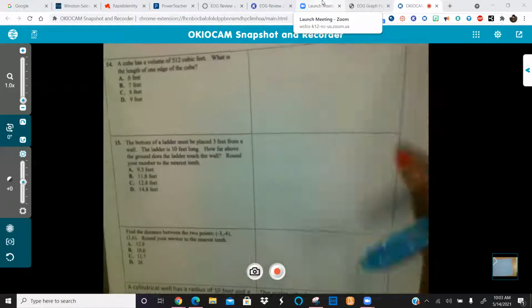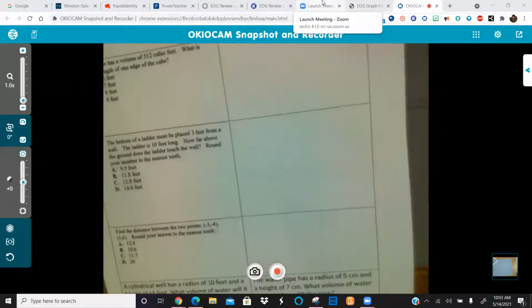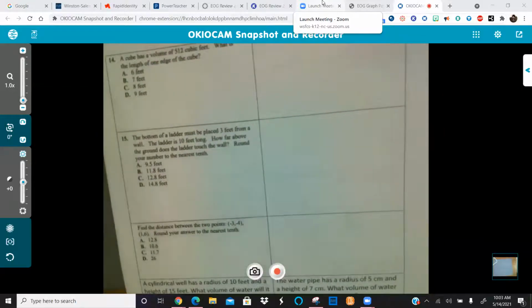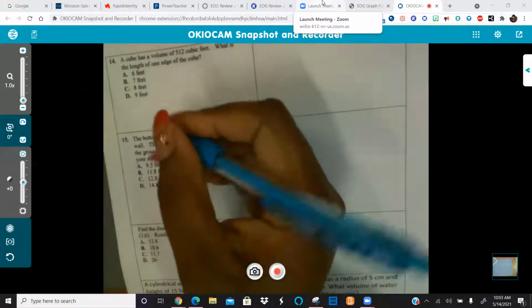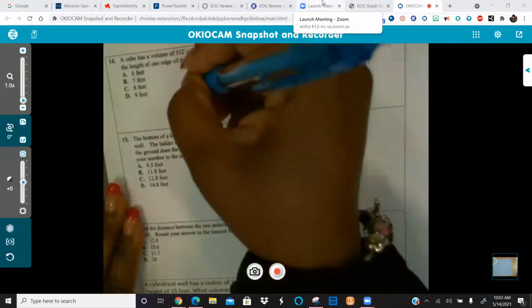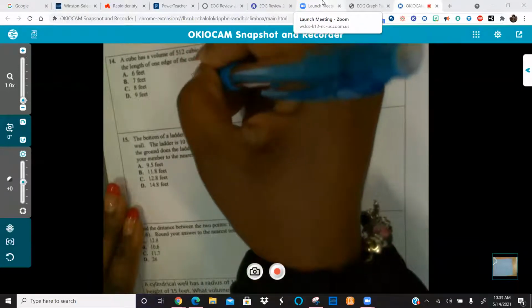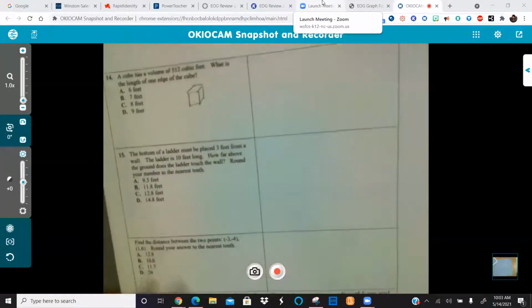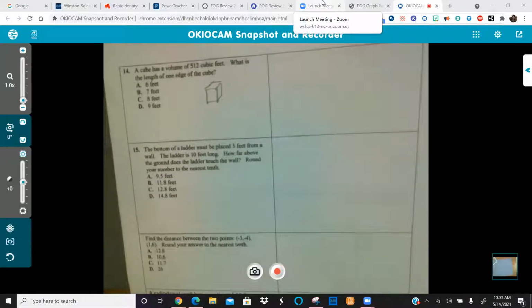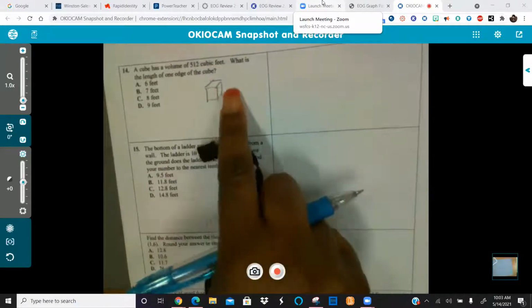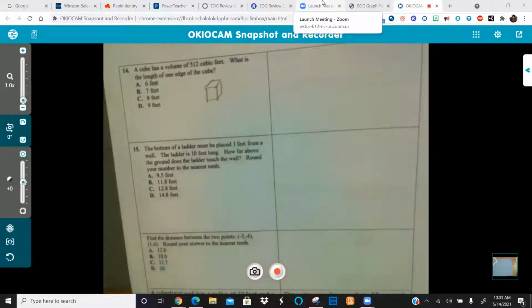All right, number 14, which really is not number 14, but you know. It says a cube, so remember what a cube looks like. It means all the sides. If you don't know how to draw a cube, it's okay. But this is what a cube looks like. That's a visual. A cube means that all these lengths, widths, and heights are all the same.